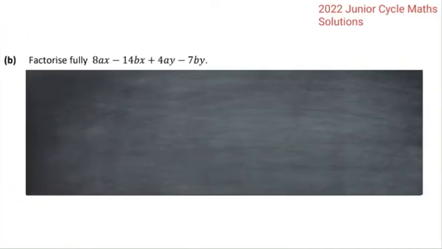Factorize fully the following expression. 8ax minus 14bx plus 4ay minus 7by. So if we look at this, we need to factorize it, but there's 4 terms. So this would suggest that we're doing grouping. So we're going to get 2 groups of 2.